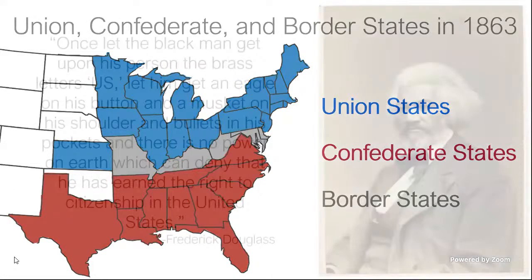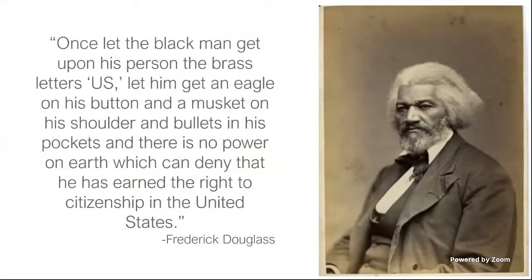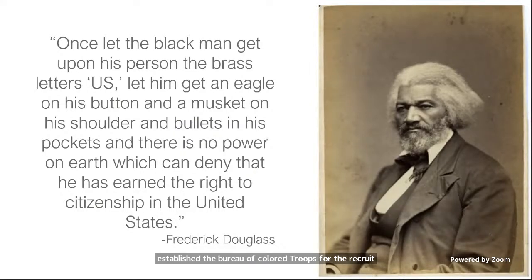In May of 1863, the United States War Department established the Bureau of Colored Troops for the recruitment of African Americans to fight for the Union Army. Recruitment began in full force. We had abolitionists on the side of recruitment. Frederick Douglass, a leading Black abolitionist, encouraged free Blacks and those who had become newly freed to fight for their right for citizenship. Let's read part of his statement.